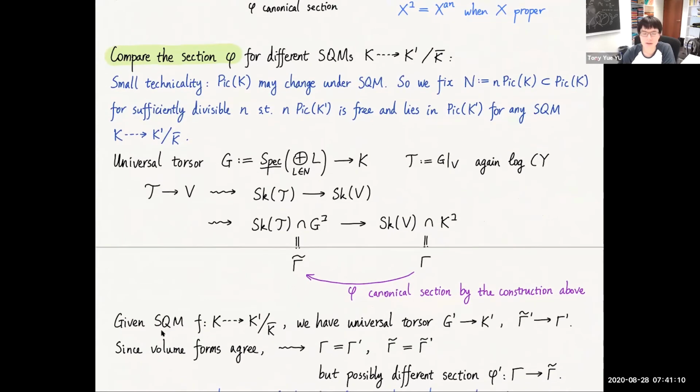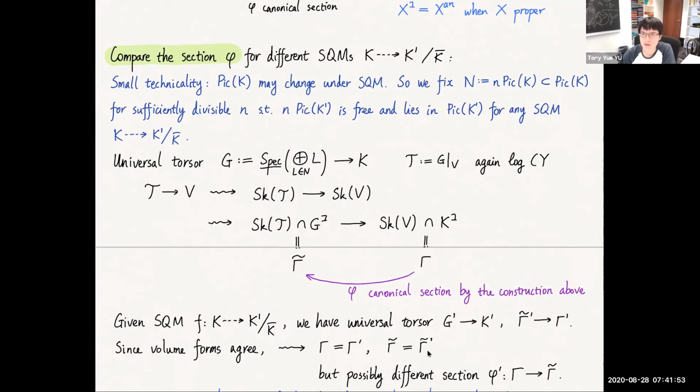Given some small birational modification K prime of K, we have a universal torsor G prime to K prime. We apply the same construction, but using K prime instead of K. We have the universal torsor G prime to K prime, and similarly, we have the analog gamma tilde prime and gamma prime. Since the volume forms agree, whatever birational modification we make, one can identify gamma with gamma prime and also gamma tilde with gamma tilde prime.